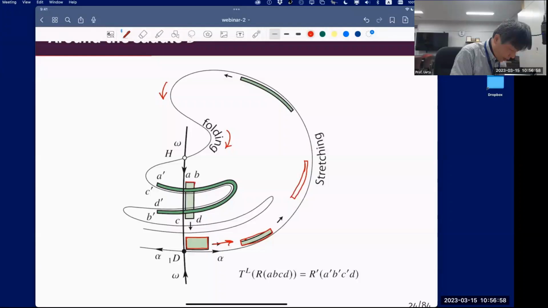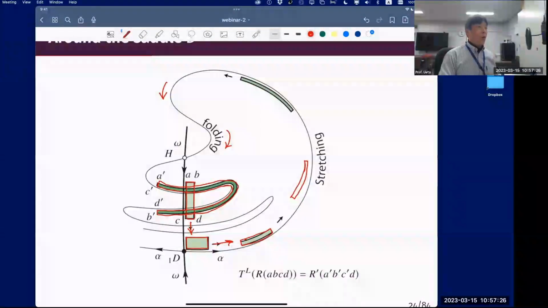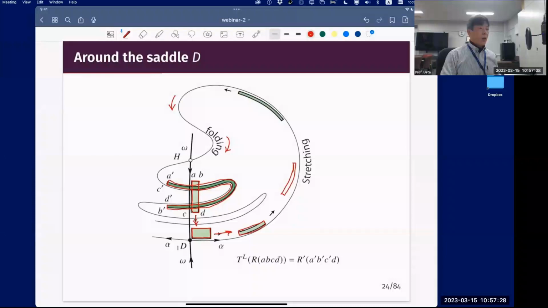Firstly, you have this rectangle. Then with repeated Poincaré mapping, you have this transition. Then the folded rectangle makes intersections like this. We call this the horseshoe structure. If one can find this horseshoe structure, it seems to be a chaotic situation, mathematically.